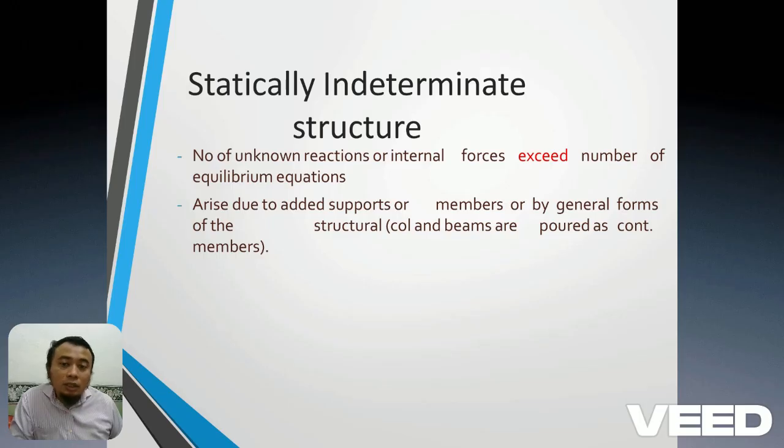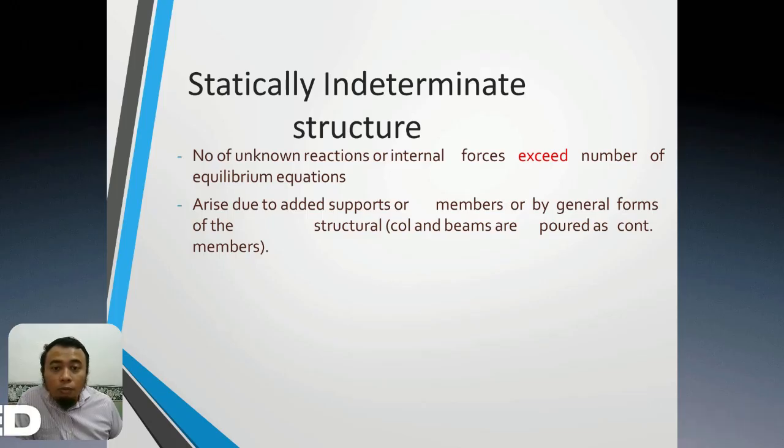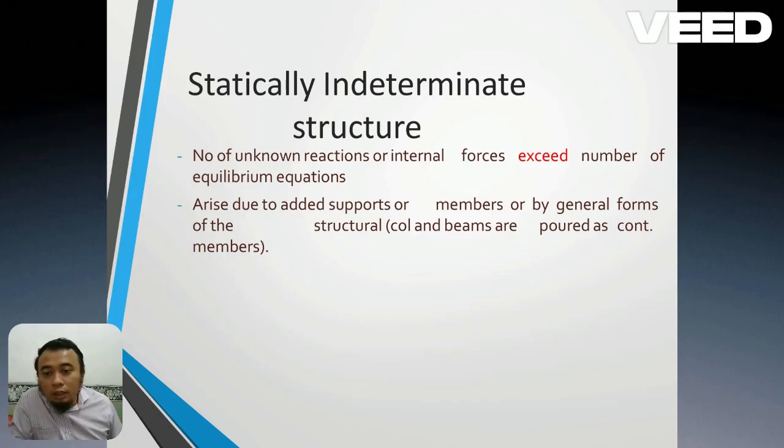Now, statically indeterminate structure. The number of unknown reactions, such as AY, AX, BX, BY, CY, and so on, or the number of internal forces, which you find when you slice the beam, exceeds the number of equilibrium equations, as we talked about in the determinacy. So your R is more than 3n. This arises due to added supports.